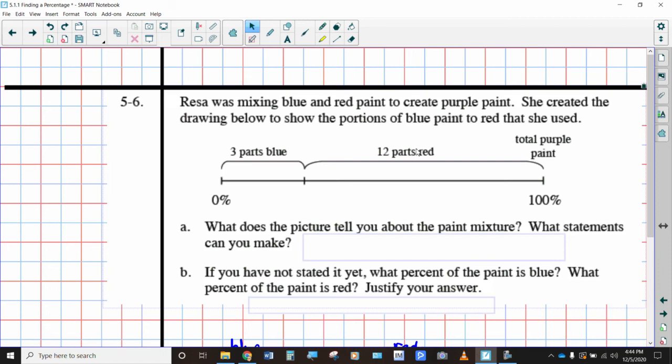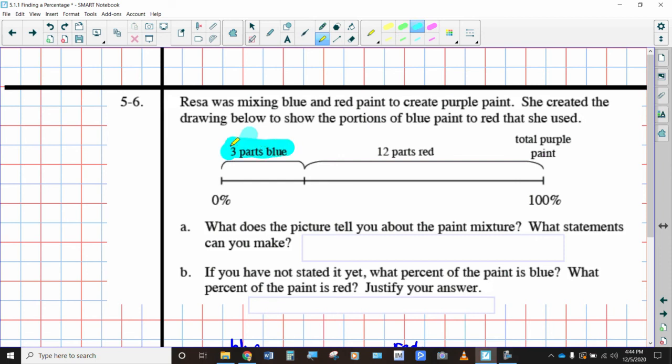So looking at these parts, can you figure out what the total is? What statements can you make based on what you see here in this particular diagram? Go ahead and take a few seconds to think about that. All right, so what information do they give us? Well, they certainly give us this information, right?